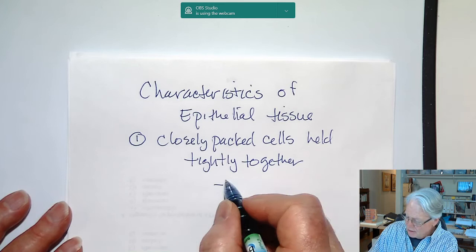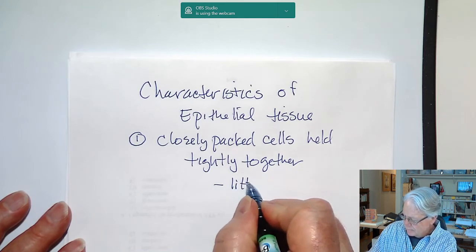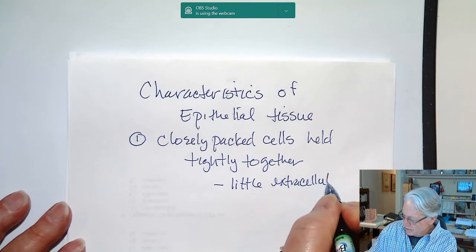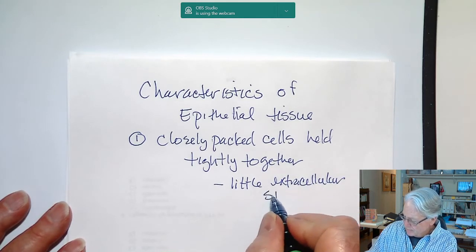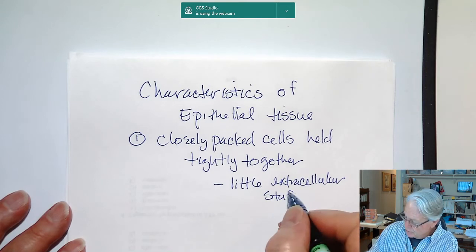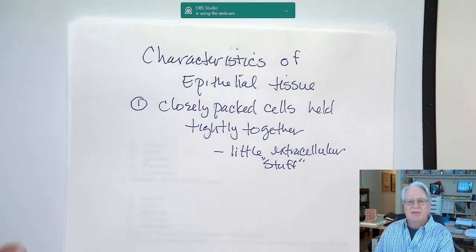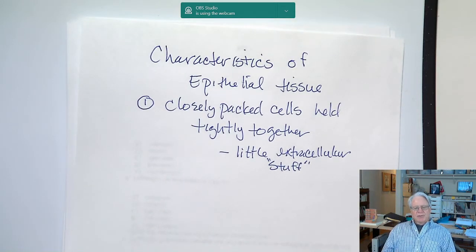There's going to be very little extra cellular stuff. And I'm going to put little parenthesis marks there because that's a scientific term, stuff. As soon as you do that, it makes it scientific. All right, little extracellular, outside of cells. So mostly what you see when you view epithelial tissue, for example, under the microscope, is going to be a lot of cells that are closely packed together.